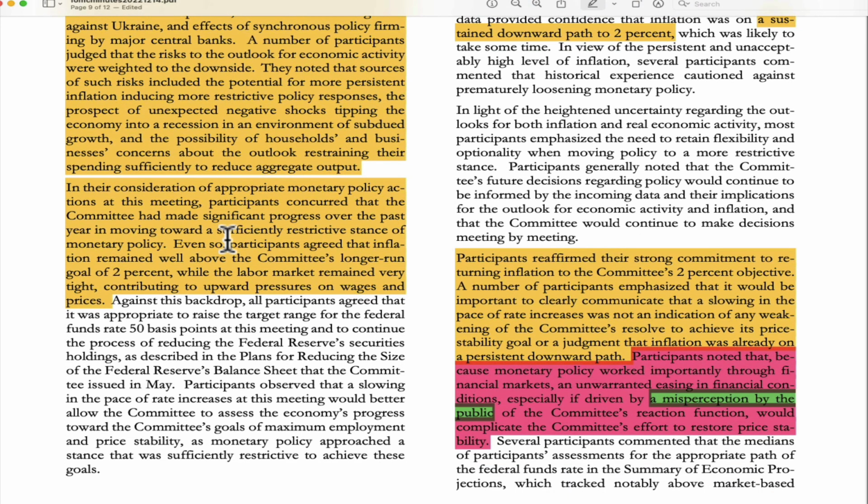All right. In their consideration of appropriate monetary policy actions at this meeting, participants concurred that the committee had made significant progress over the last year in moving towards a sufficiently restrictive stance of monetary policy. That reads dovish. Even so, participants agreed that inflation remained well above the committee's longer-run goal of 2%, while the labor market remained very tight, contributing to upward pressures on wages and prices. So that is more of the hawkish side. So there's a little dove in there, a little hawk in there.